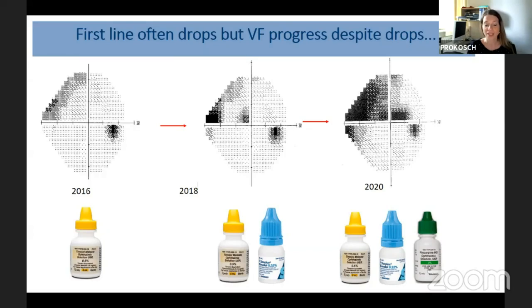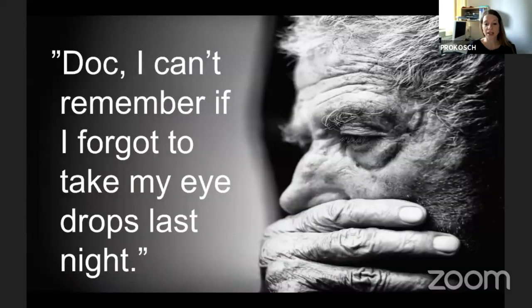Germany, wherever. And the question is, how can we solve that problem, especially if the patient says, I can't remember if I forgot to take my eye drops last night. So it's not only about the effectiveness of the drops, it's about the adherence of the patient, which might be weak.